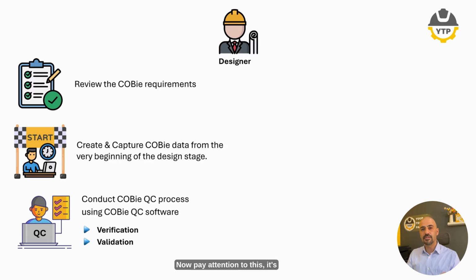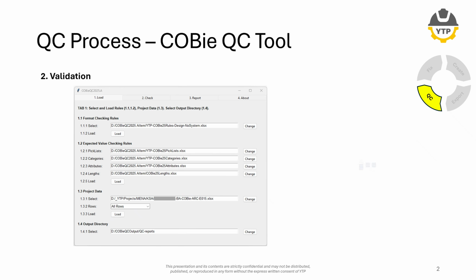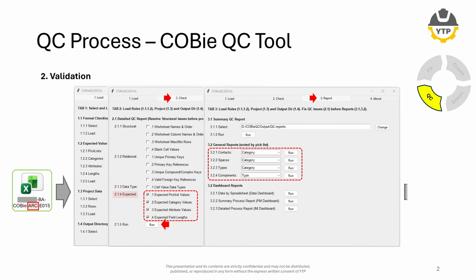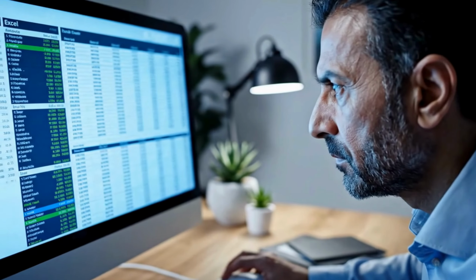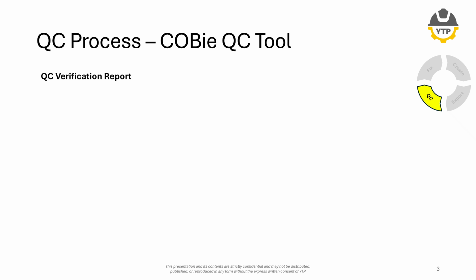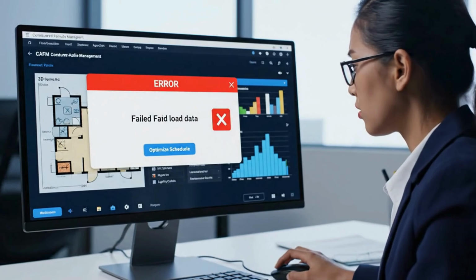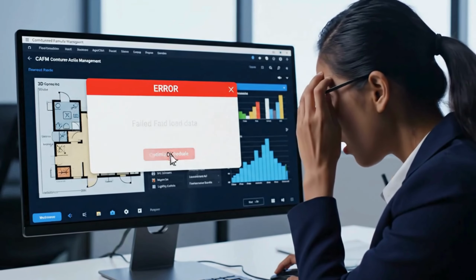Now pay attention to this. It's very important that QC is done using a dedicated COBie QC software tool, not visually as we've seen on many projects. Why? Because even small errors in data types or relationships can prevent downstream systems like CAFM or CMMS tools from consuming the data successfully.